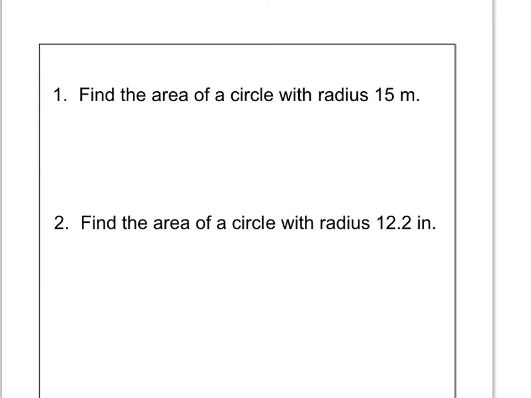Number 1, find the area of a circle with a radius 15. So the formula is pi r squared, so it's just pi 15 squared. When you type this in your calculator, be sure to use the pi button. Go ahead and practice typing that in. The correct answer is 706.86, and it would be meters squared.